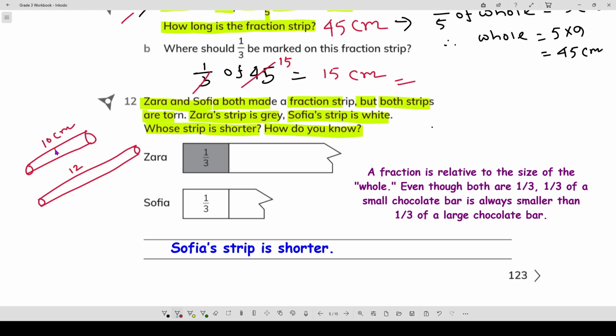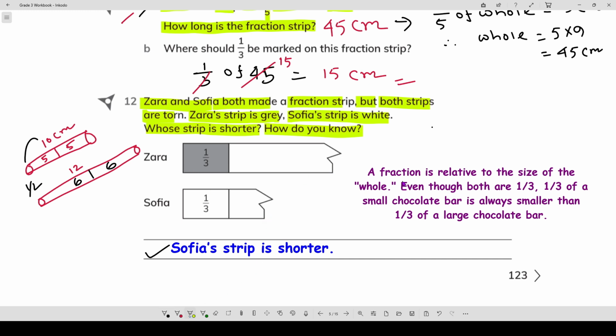Now if we make half, here is 5 centimeters and here is 5 centimeters. Similarly, if we make this one half, it will be 6 centimeters and 6 centimeters. So both we make half, but the centimeters are totally different. Why? Because it depends on the whole size. So we can say Sophia's stripe is shorter. Look, Zara's stripe is very long and Sophia's is very short.